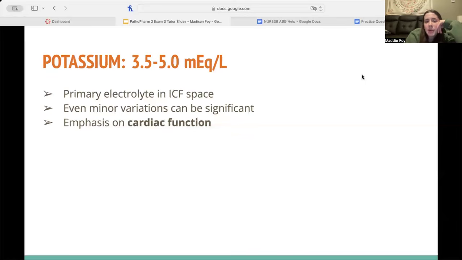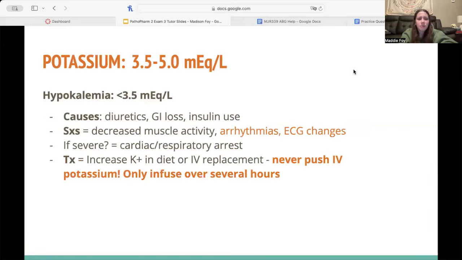Potassium is the primary electrolyte in the intracellular fluid or space. Minor variations can be significant. And if you take anything away from potassium at all, take away its impact on cardiac function. Potassium is super, super, super important as far as arrhythmias, dysrhythmias, ECGs, heart issues across the board.